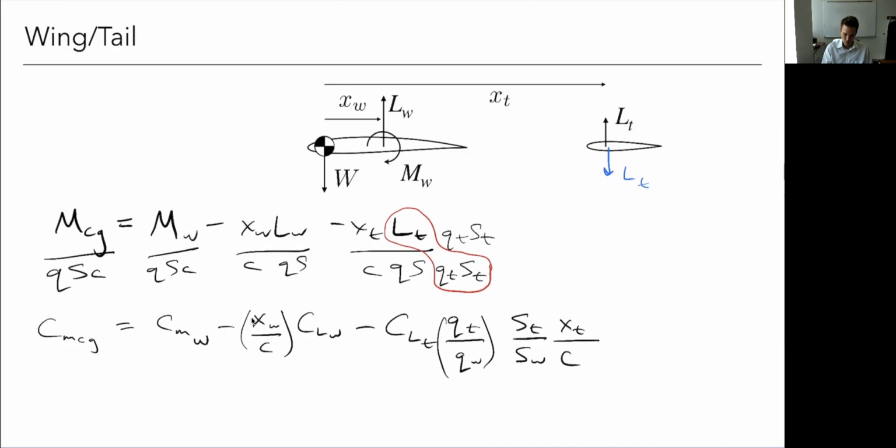By the way, this term here, we call this the tail volume coefficient. It's this non-dimensional parameter, and sometimes it's used for early stage sizing of a tail. We can give some rough numbers about what that non-dimensional number should be to help you initially size the tail. And you can look in the book for some guidance there. There are some numbers there that will help you, and we'll do that in one of the next assignments.